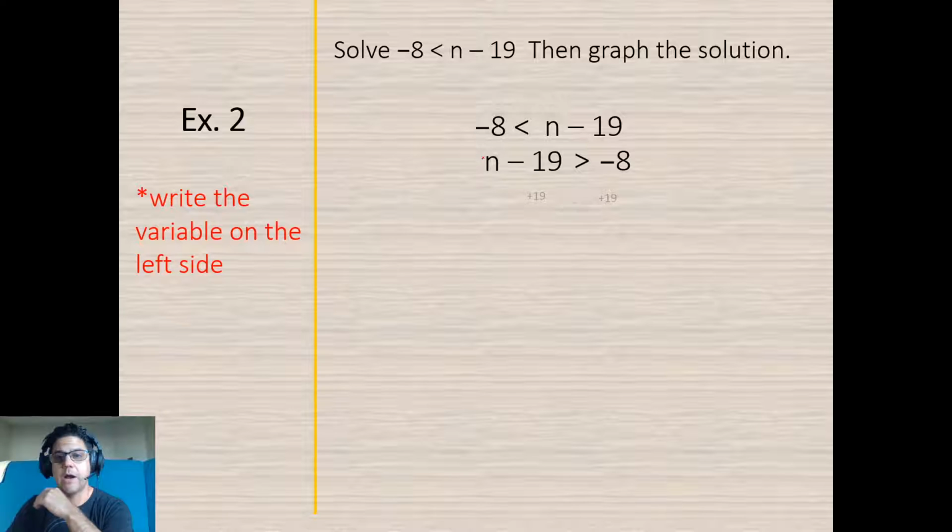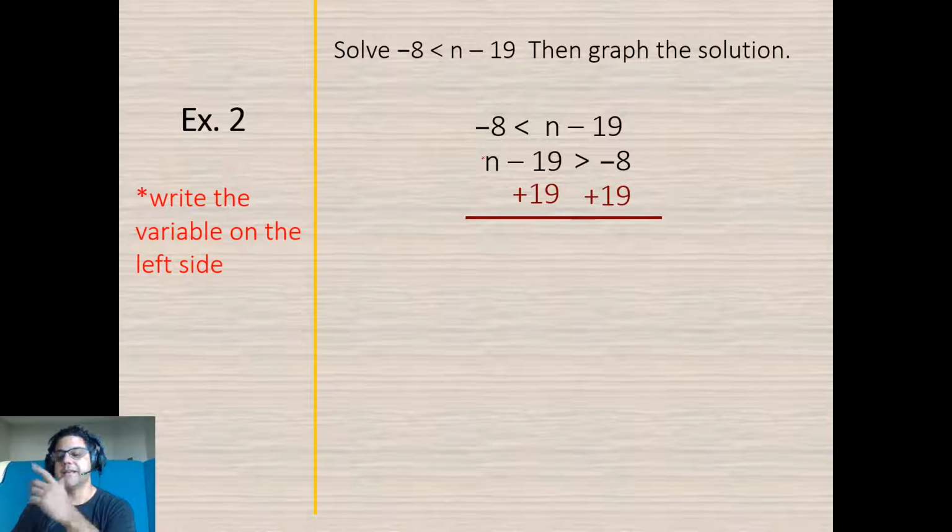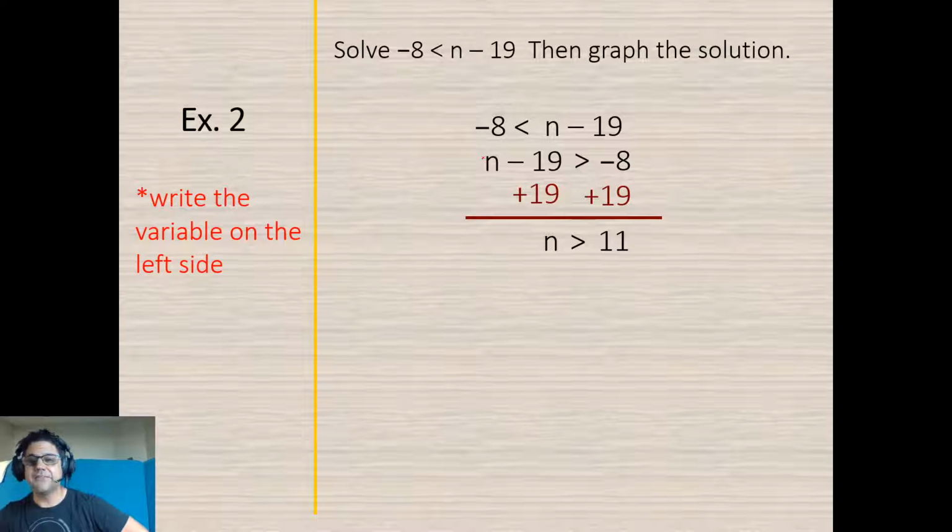All right. Now we're going to go ahead and add 19 to both sides. Because -19 plus 19 is zeroed out, it disappears. So that means we have n is greater than, and -8 plus 19 is going to be 11. Remember our integer rules from chapter 1: different signs, subtract, and take the sign from the greatest absolute value.